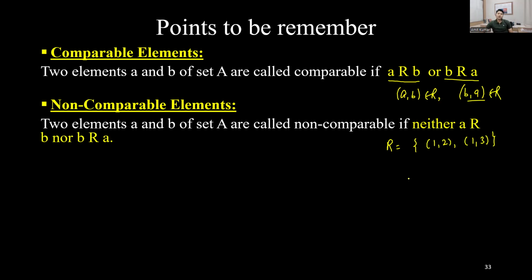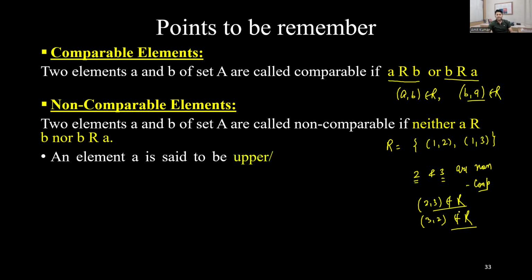Now I need to decide, out of 2 and 3, which is the least one, which is the greatest one. Can I decide it? The answer is no. Why no? Because 2 and 3 are non-comparable. We can't do the comparison between them because (2, 3) is not there in your R and (3, 2) is also not there in your R. If a pair of elements is missing from your relation R, we call them non-comparable elements.